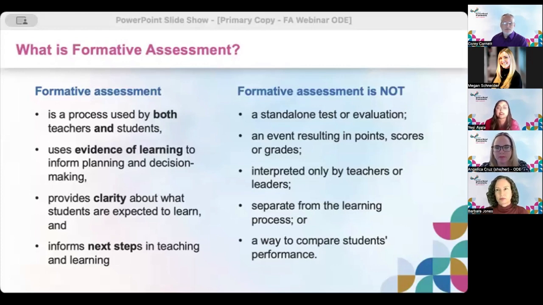Many times we might hear variations of definitions of formative assessment, and we want to clarify that formative assessment is not a standalone test, like Barbara mentioned, or a form of evaluation. It's not a single event that results in a point or a grade. And it is not only interpreted by teachers and leaders. Again, we're really thinking about the student and the role they also play. And it's not separate from the learning process. Sometimes we might think that it is separate, but it's embedded within the learning process. And formative assessment is not a way that we use to compare students' performance.